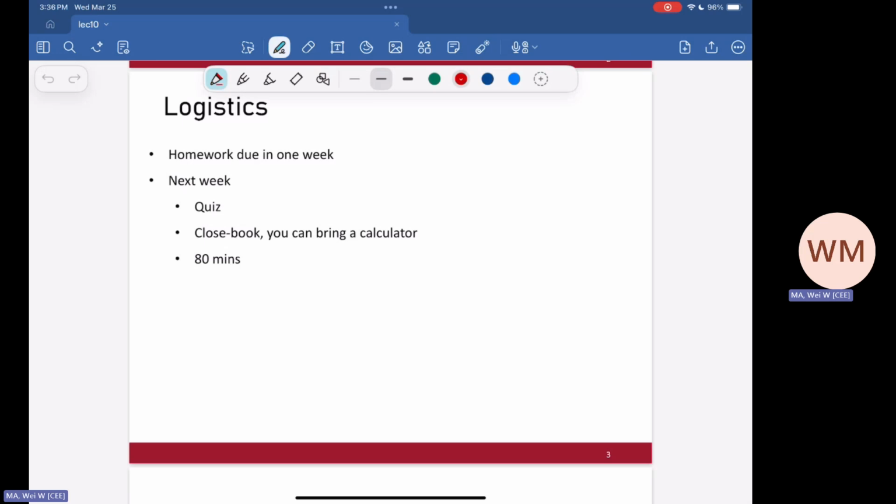Next week we'll have a quiz. It will be a closed book quiz, so that the questions can be easier. You can just bring a calculator. The quiz will be 80 minutes. It's closed book, so you don't need to bring a laptop. If it's open book, then I have to make it more difficult than ChatGPT can answer. So closed book is actually easier. The questions will be similar to the homework.